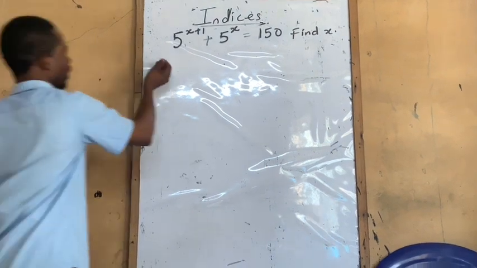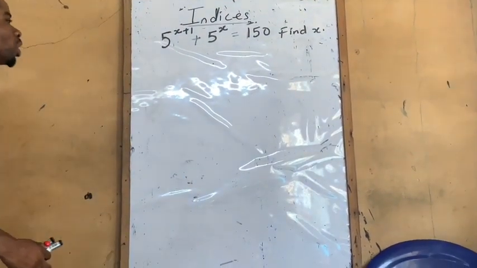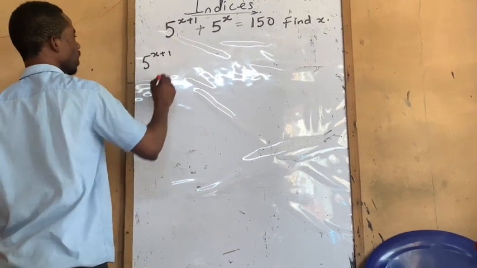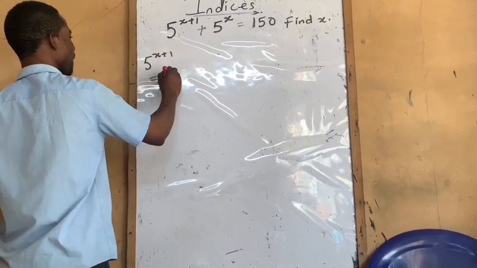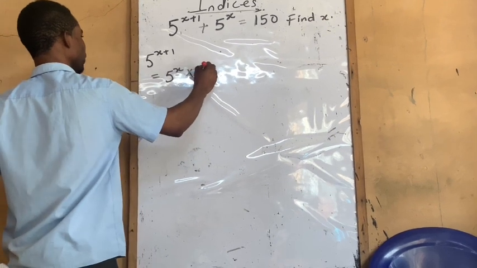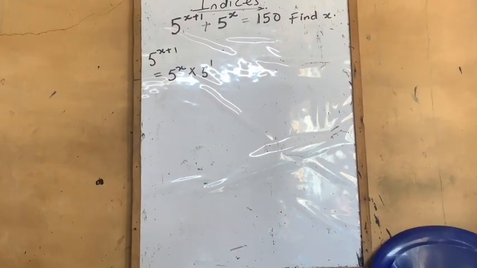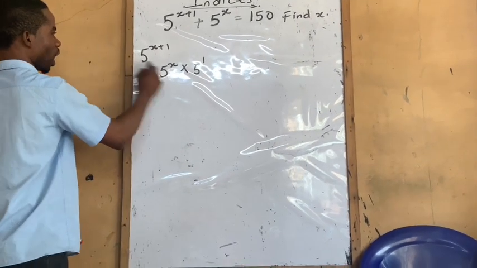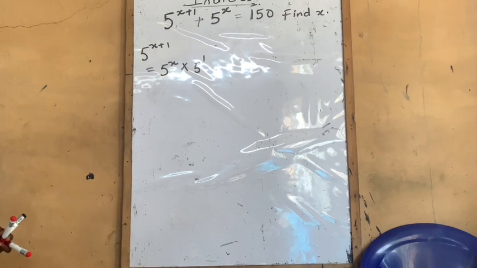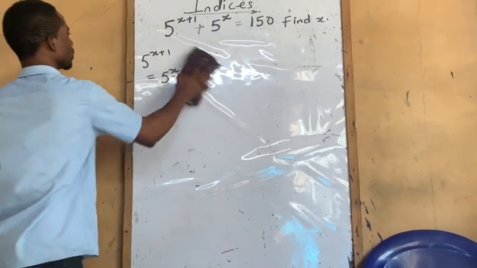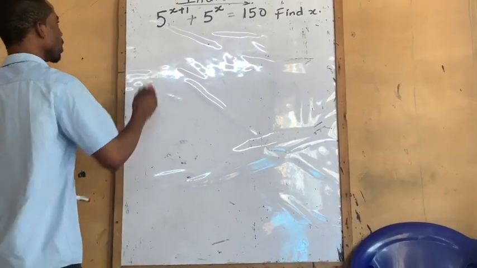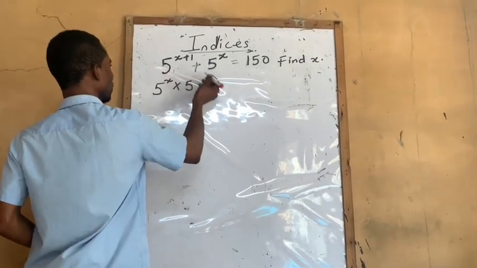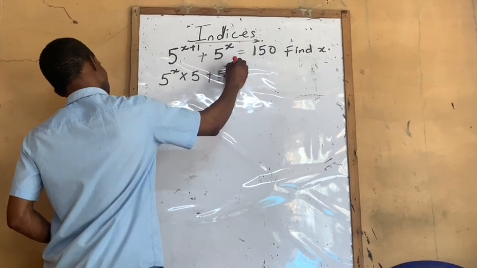Now, when you encounter this kind of indices, you have to know that when you see something like this, 5 raised to the power x plus 1 can also be rewritten as 5 raised to the power x times 5 raised to the power 1. You have to know that it's still the same thing, because when I pick one base, I add the powers together, which also is going to give me this. Definitely, I can just say 5 raised to the power x times 5 raised to the power 1 plus 5 raised to the power x equals 150.